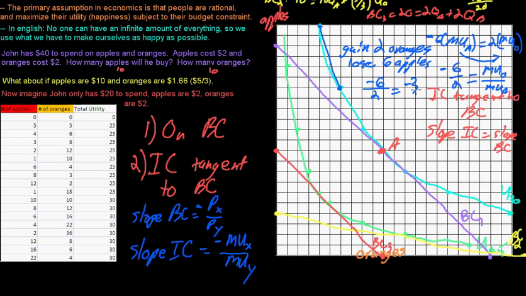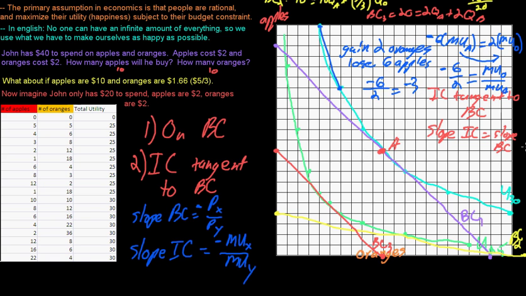So that's the intuition for why the slope of the indifference curve is the ratio of marginal utilities. But I'm not going to go any more in depth into that. I think that that's enough for that topic. If it's not clear, please let me know.